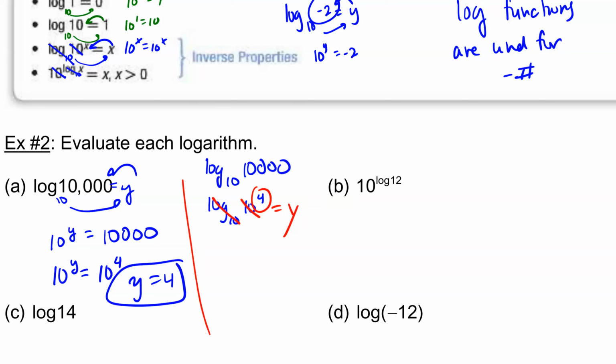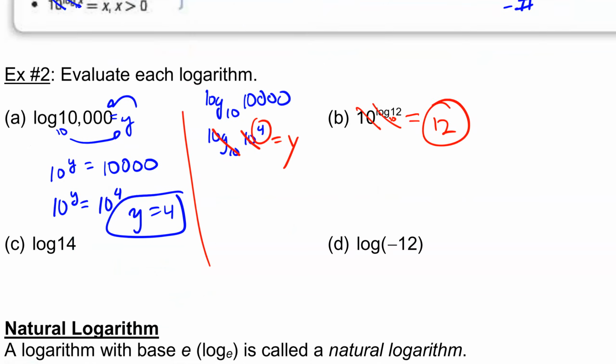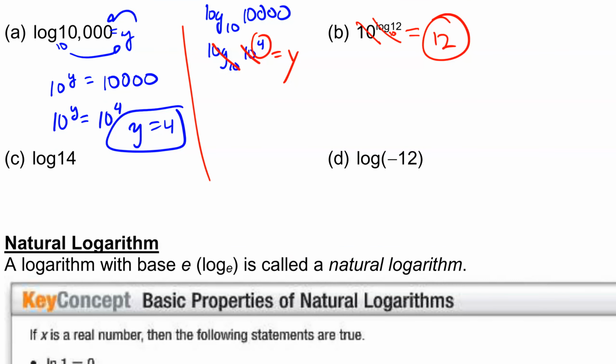How about the next one? What will it be equal to? What's b? 12, right? Because technically this is log base 10 of 12. Perfect. How about d? It's secretly log base 10 of negative 12. Not positive. No real solution. All right, no solution. Can't take log of a negative number. And lastly, log base 10 of 14. Yep, it's part C.